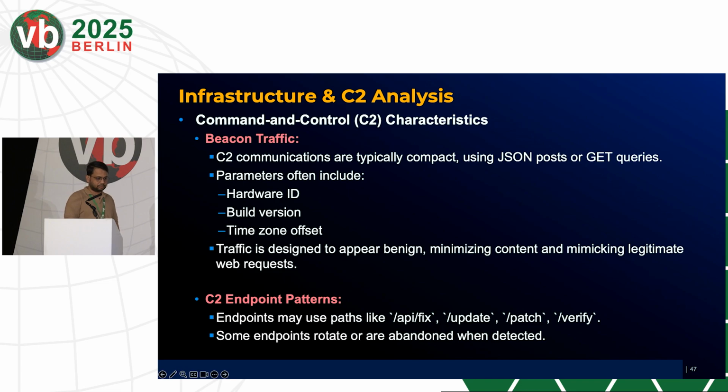Now the command and control. The backend C2 communication is typically compact, using JSON format with POST or GET queries. They often include hardware ID, build version, and time zone offsets. The traffic is designed to appear benign, minimizing content and mimicking legitimate traffic with frequent requests. C2 endpoints use patterns like API, fix, updates, patch, verify, and some endpoints rotate or are abandoned when detected.